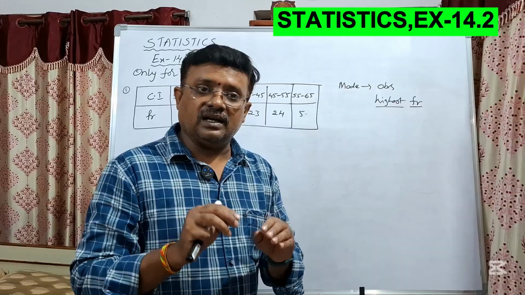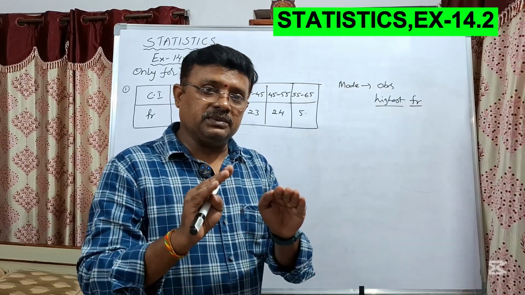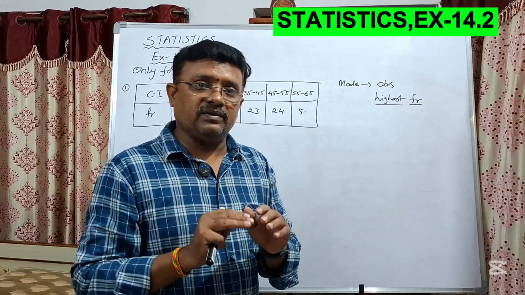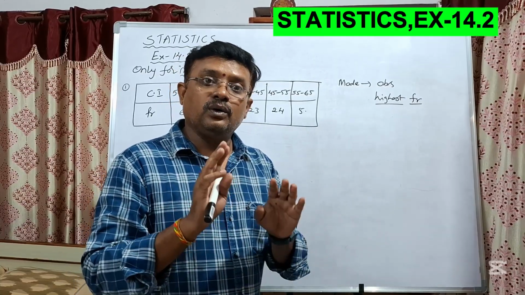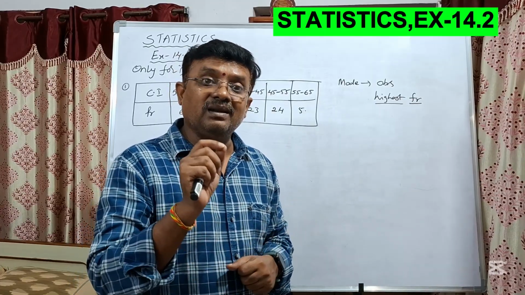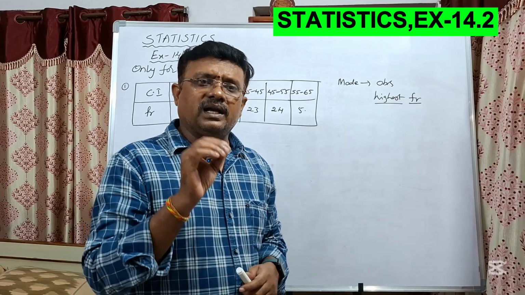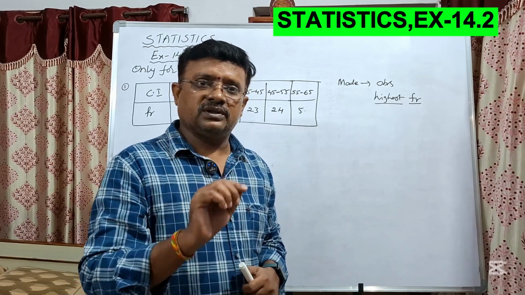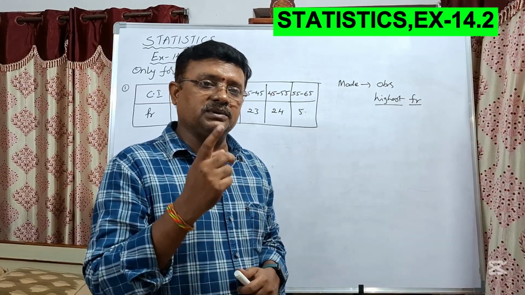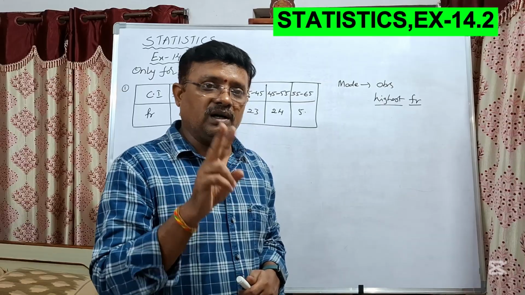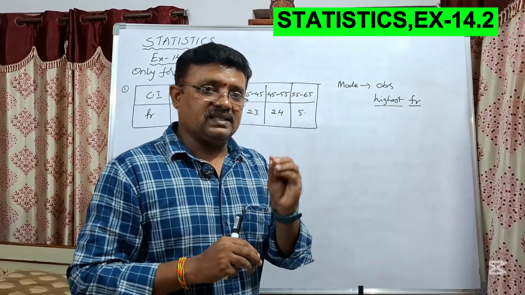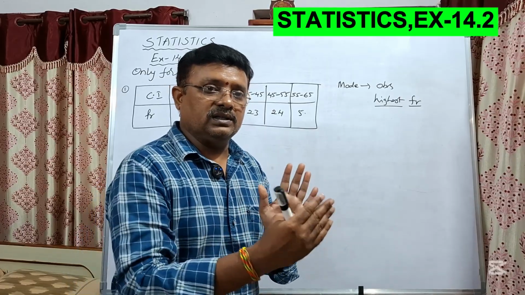Some data have no special observation with the highest frequency. All observations have equal frequency. Then the data has no mode. Such data are called no-mode data. So a data set may contain zero modes, or a single mode, which is unimodal data. Sometimes they may have two modes, which is called bimodal data. Keep that in mind and revise the 9th class textbooks for all these basic concepts.